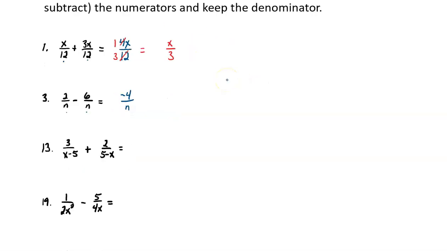Number 13. This is an adding fractions question. The denominators are not the same. They're almost the same. One is x minus 5 and the other is 5 minus x. We've seen this before. If we factor out a negative, we can rewrite the 5 minus x as negative x minus 5. So instead of using the 5 minus x, we'll think of that denominator as being the negative of x minus 5.